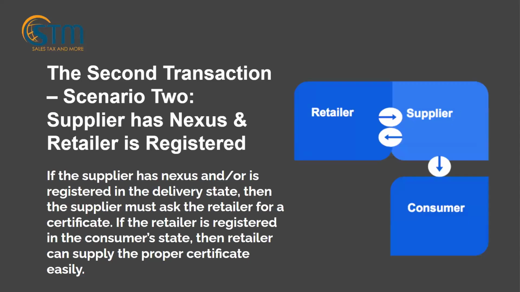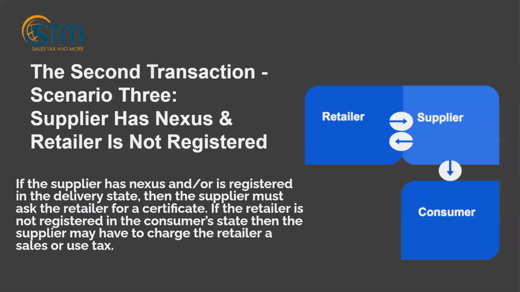Scenario two, the supplier has nexus and the retailer is registered. So if the retailer is registered, then when the supplier says, hey, I have to charge you tax unless you give me a valid certificate, the retailer says, oh, no problem, here's my certificate. So again, this is a pretty easy scenario. It's this third scenario that generally gives everyone the most problems.